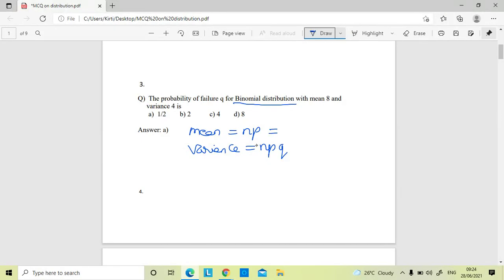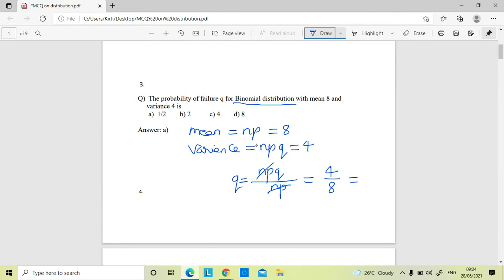What is given here? The mean is given as 8, so NP is 8, whereas variance is given as 4. Now just simplify this and find the value of Q. As I want the value of Q, I'll just divide variance by mean. So NPQ by NP is equal to 4 by 8, and the NP will get cancelled. You will ultimately get the value of Q.